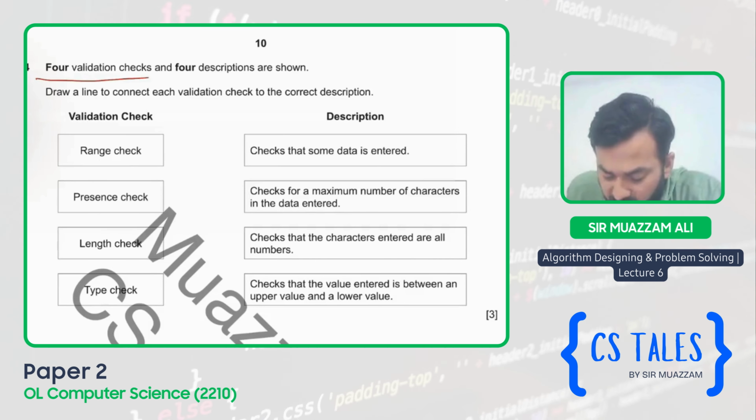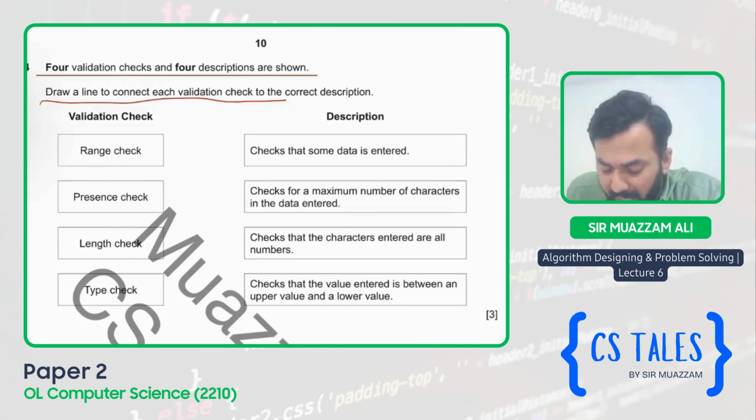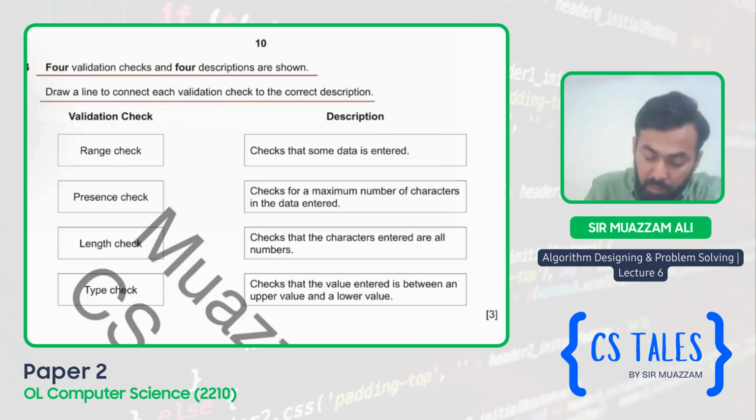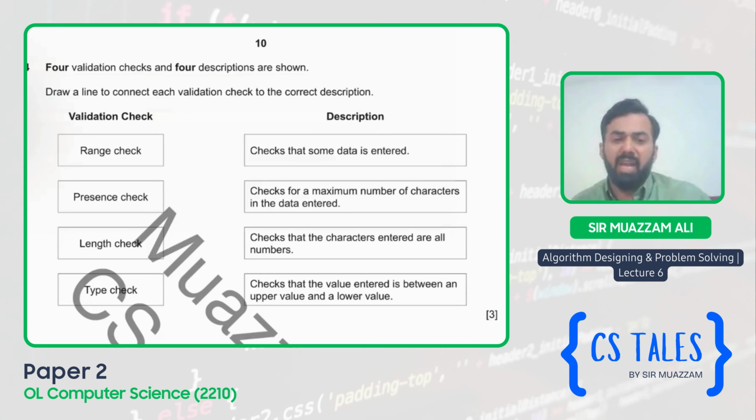So 4 validation checks and 4 descriptions are shown. Draw a line to connect each validation check to the correct description. So what is range check? Range check is whenever we are used to check the given number of information.